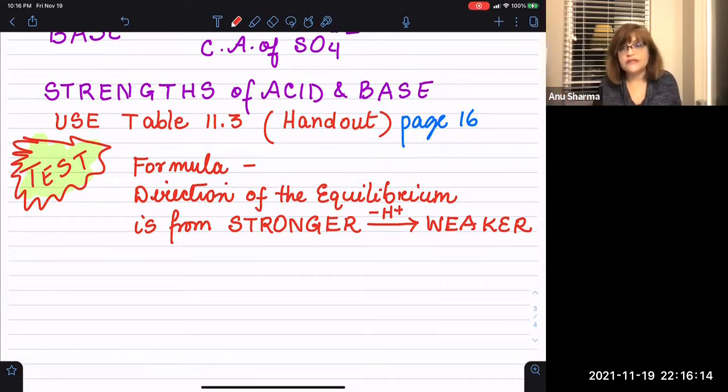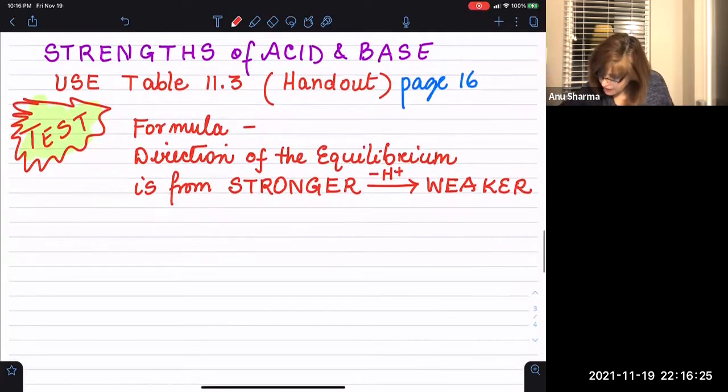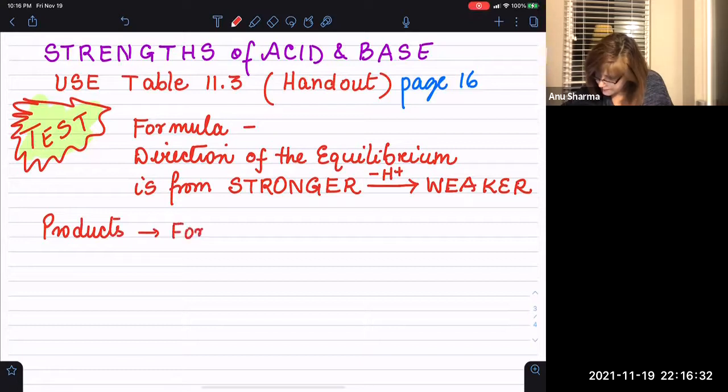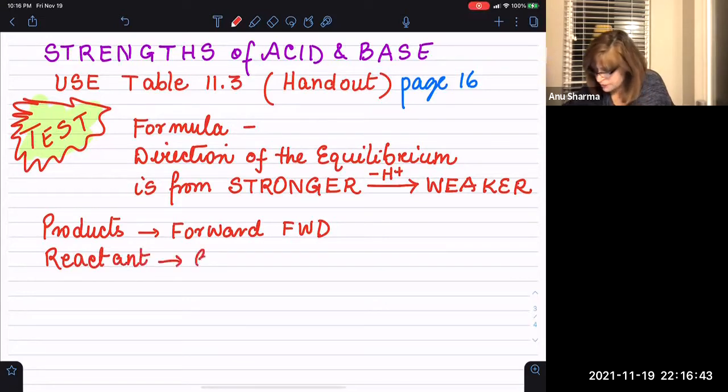So what you need to do is identify the strong acid and strong base, and then just move the equilibrium towards the weaker side. Remember that whenever we are looking at the products, the reaction is moving forward, and forward is FWD. And if the direction of the equilibrium is towards the reactant side, then the reaction is moving backwards.